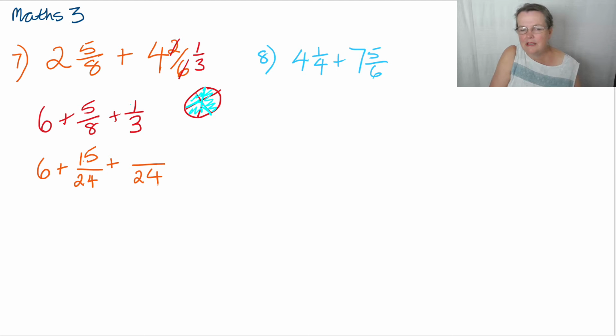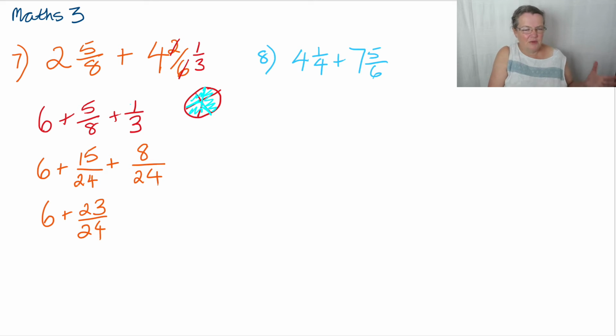And always have a common sense check. That's a bit over a half, isn't it? Roughly, that's a bit over a half. Multiply the bottom by 8, multiply the top by 8. 1 times 8 is, well done, it is 8. So don't forget that 6. Plus, right, 5 plus 8 is 23. 23 24ths.